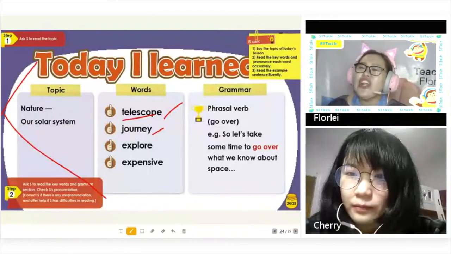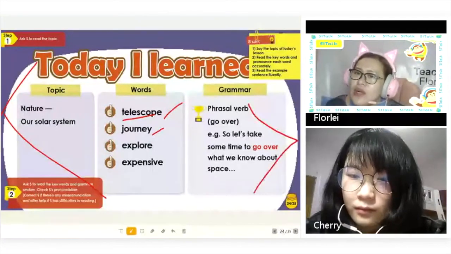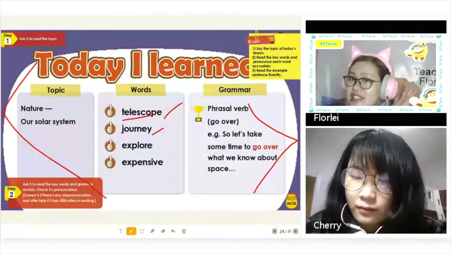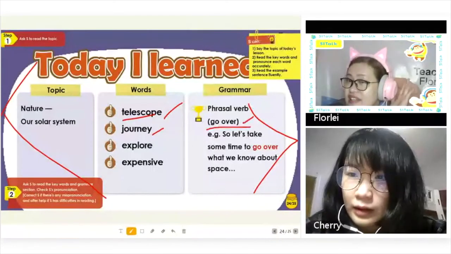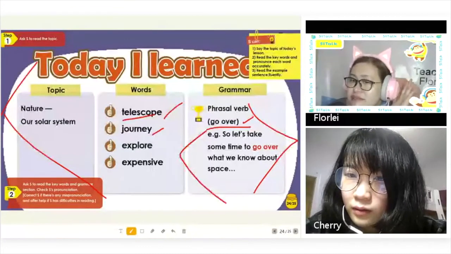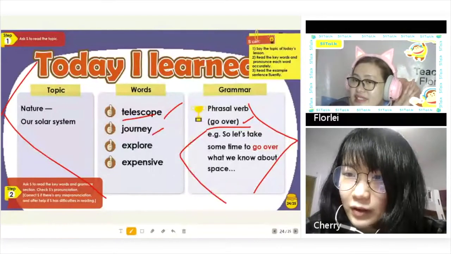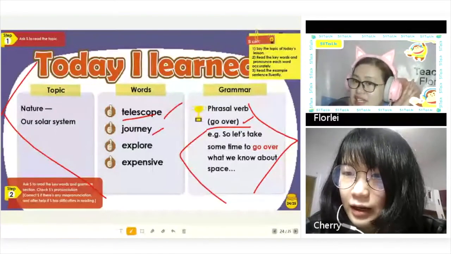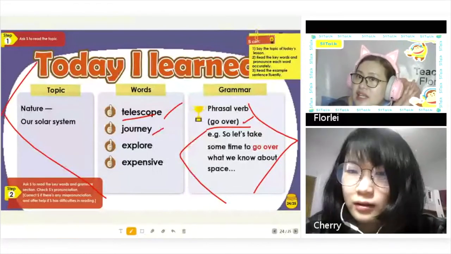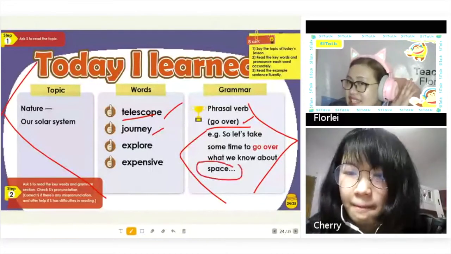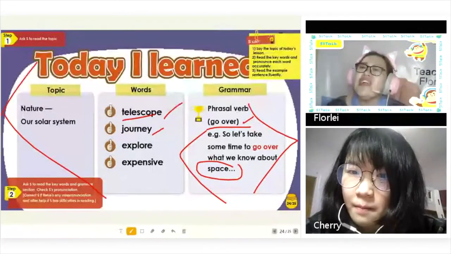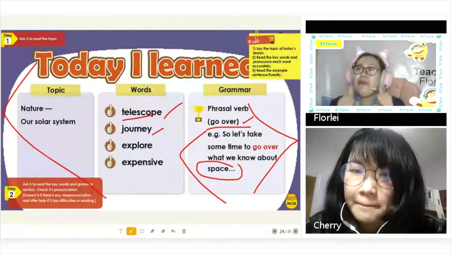Very good. Again, what's the phrasal verb that you've learned? It's go over. Example: So let's take some time to go over what we know about space. Space. Very good. Keep practicing, Cherry.